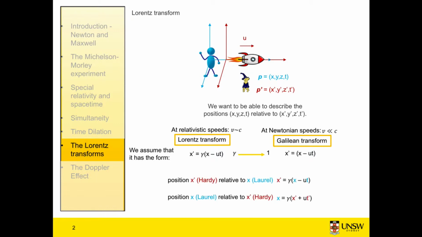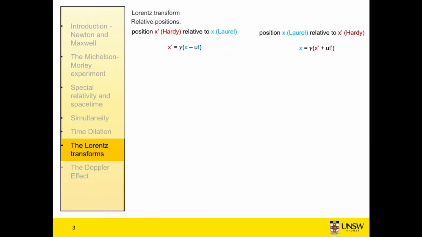We say that the position x dash of Hardy, who is in the rocket, relative to Laurel, so Hardy's position as viewed by Laurel, is x dash is equal to gamma times x minus ut, and vice versa for Laurel's position as viewed by Hardy. So we'll start with these two equations. So we have our Lorentz transforms, these two equations, to describe relative positions in space between the two reference frames.